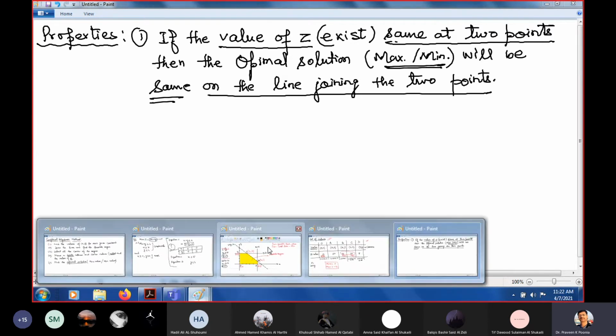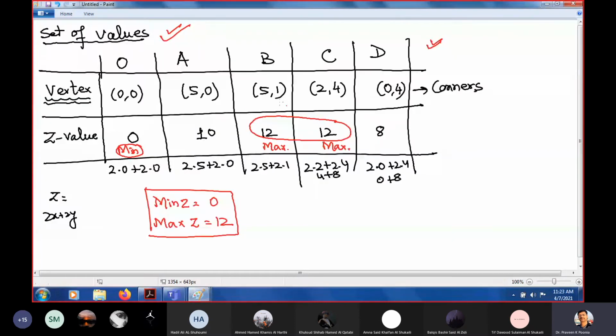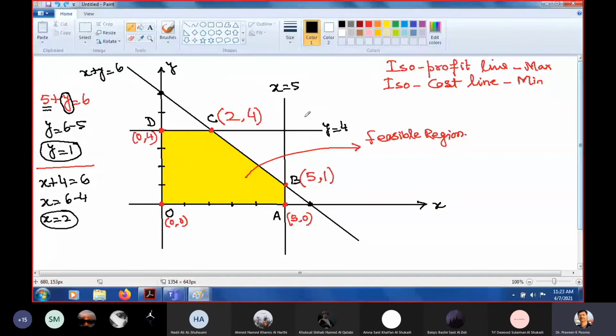That means what? Here if you can see, the value is the same at where? At points B and C. So the value is the same here at point C and at point B. So the maximum value 12 will exist on every point of the line joining these 2 points. So this is the line joining these 2 points. The same value will exist at the points on this line. And I will show you this with the help of an isoprofit line.